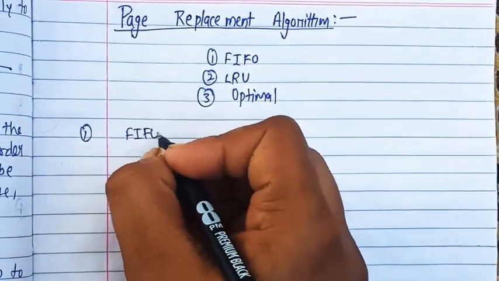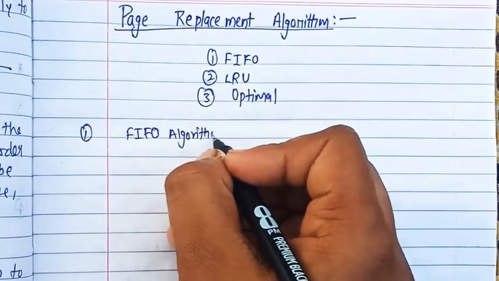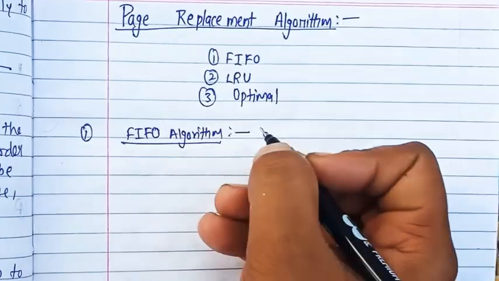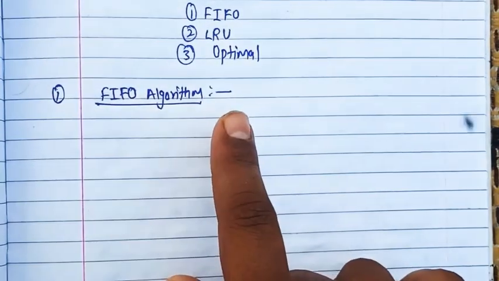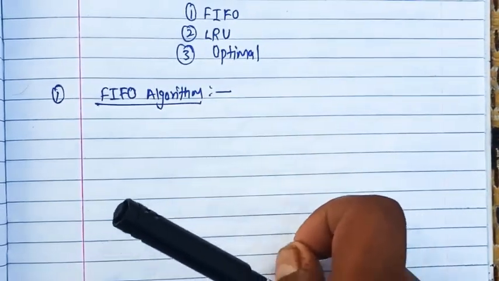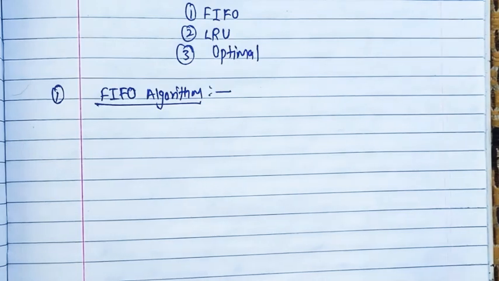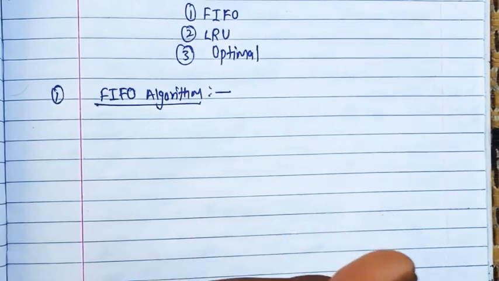As the name FIFO suggests, in this algorithm the first in, first out technique is used. You have to keep one thing in mind: it replaces the page that has been in memory the longest time. It means the page which has been there the longest will come out first. So let us consider an example and understand how it happens.